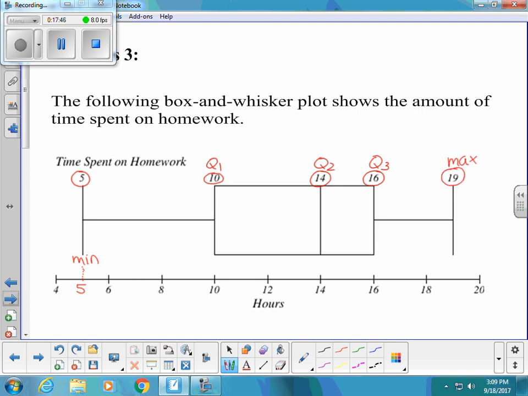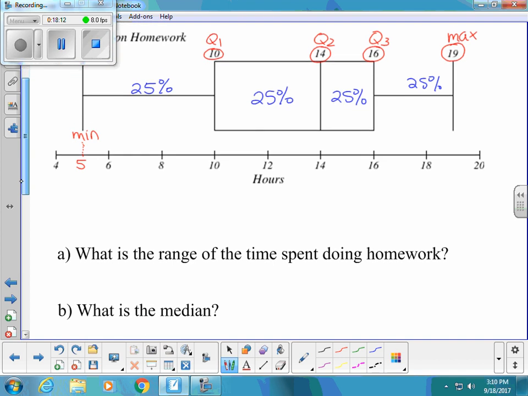We talked about this plot before. Everything on this plot is 25%. So from 5 to 10, that's 25%. 10 to 14, that's 25%. 14 to 16, that's 25%. And 16 to 19, that's 25%. 100% total. Okay, keep that in mind when you read the questions.